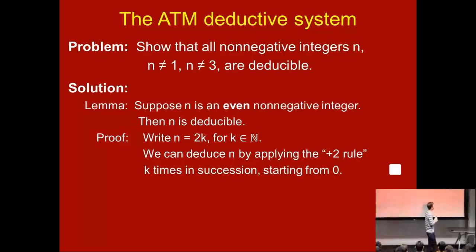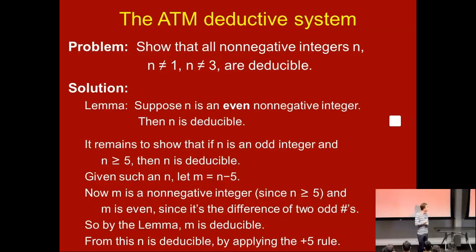So I wrote it like this. And I really wrote it out formally, although this is not such a hard problem. Let's do a little lemma, which is like a part of a proof. And as suggested, show that if n is an even non-negative integer, then we can deduce it. Well, the proof is: if n is even, we can write it as 2 times k for some natural number k. And then we can get n by applying the +2 rule k times in a row, starting from 0.